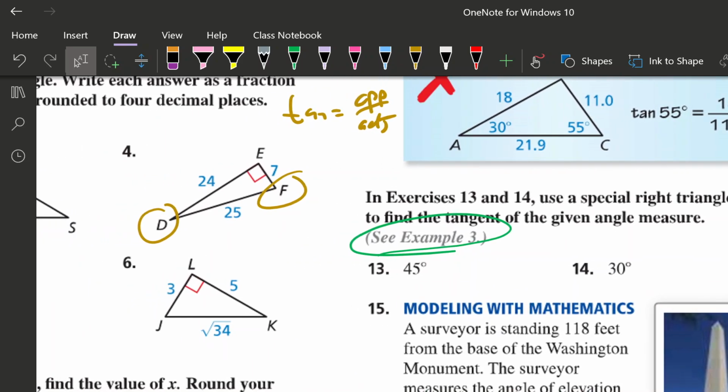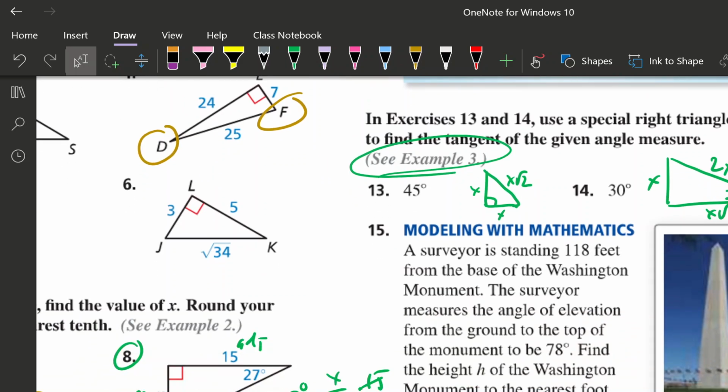So remember, for the 45, 45, 90, you've got x, x, x root 2. Set up your proportion using those. For the 30, 60, 90, this is your 30-degree angle down here. x, x root 3, and 2x. Set it up. Remember how to rationalize the denominator. If you get that square root in the denominator, you need to rationalize; if it's in the top, you're fine. Don't forget the x's can reduce out.